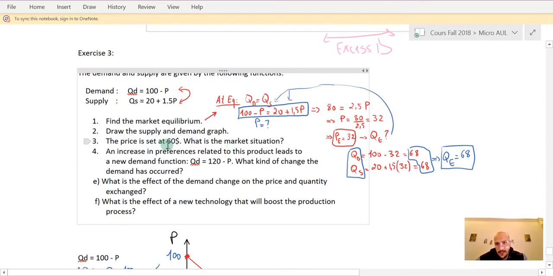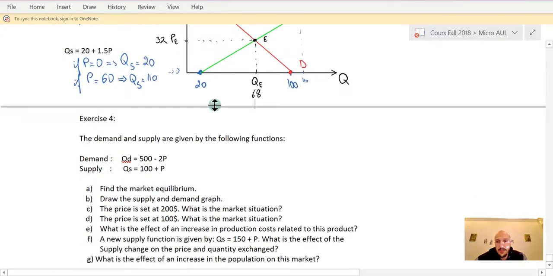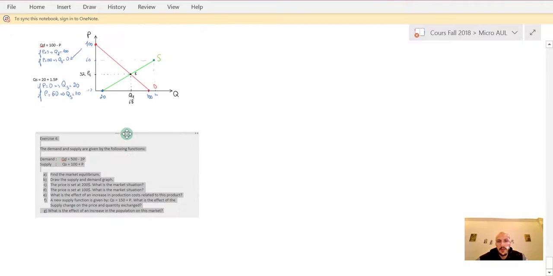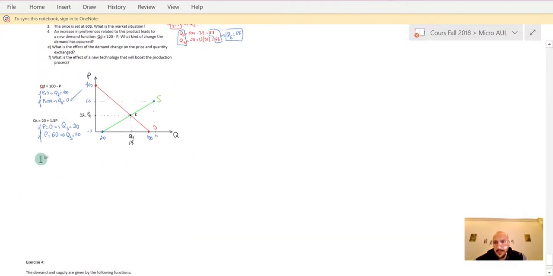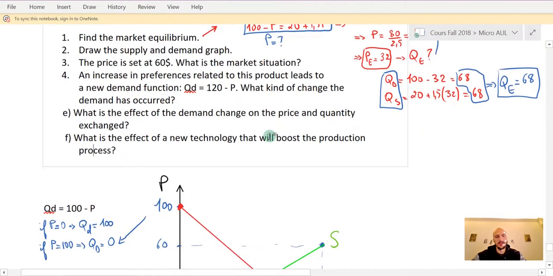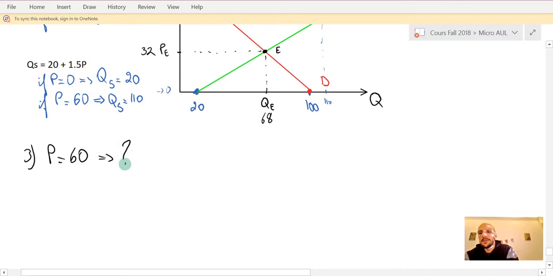Draw the supply and demand graph. Now the price is set at $60. What is the market situation? Great. This is a new question. So here again we will take space and use the space to answer the question. So here we have the following. What was this, question 2 or 3? Question 3 is the price now is at 60. So question 3, P is equal to 60. What will happen? What is the situation?